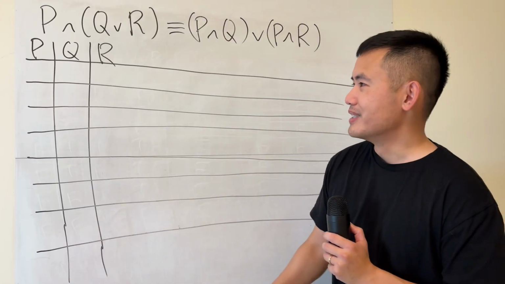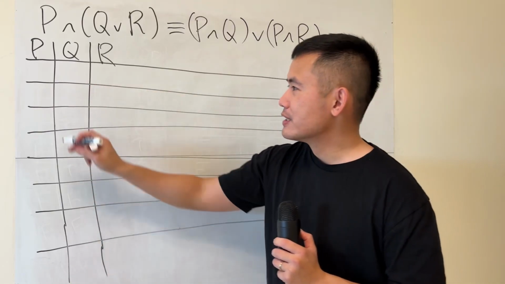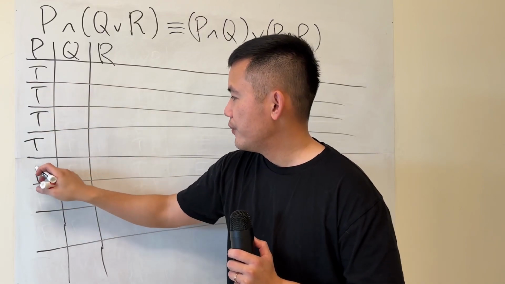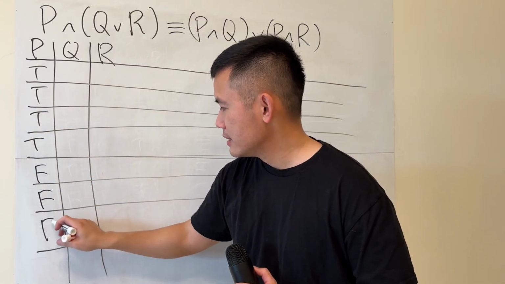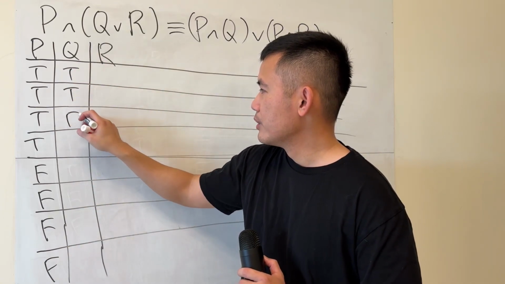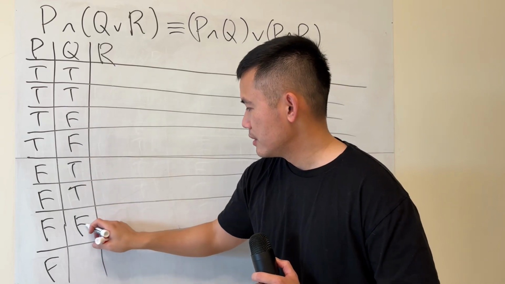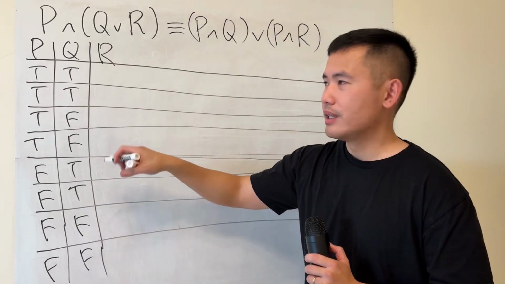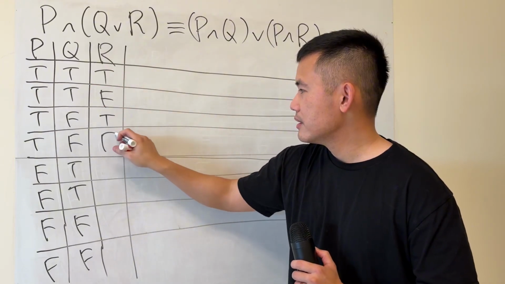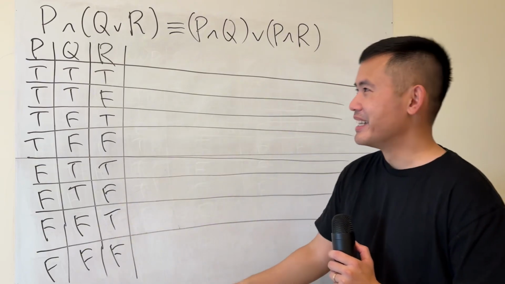Okay, and this is how I like to do it. Because we need a total of 8 rows here, right? Just first start with 4 true, and then 4 false. And then for this column, just put down 2 true and then 2 false, and then just continue with this pattern. And then for this, just put down true, false, alternating, like TF, TF, like this. And then here we go.